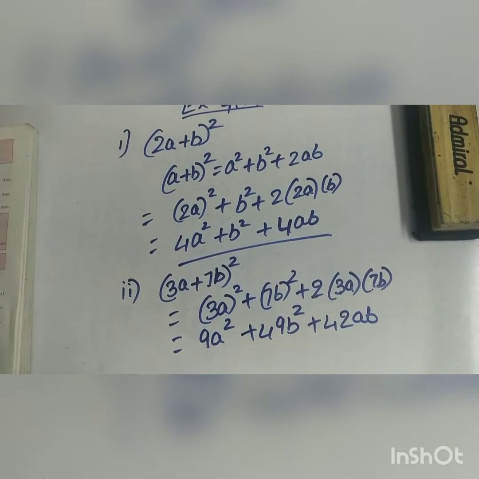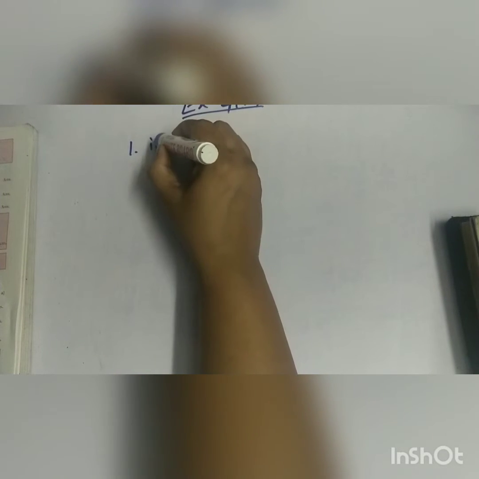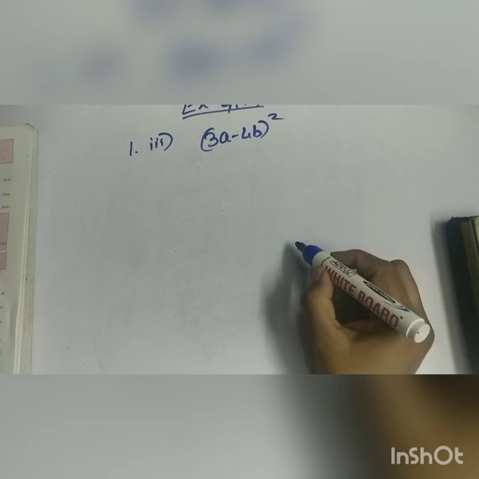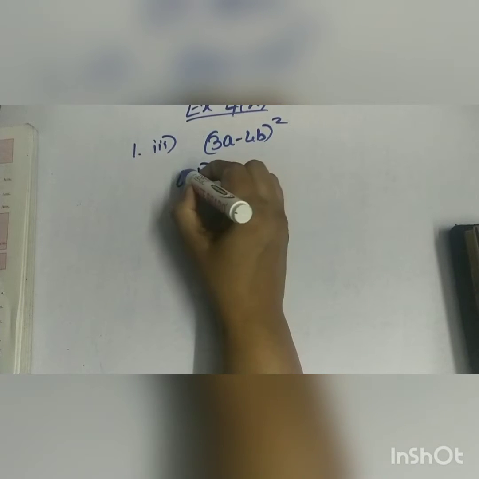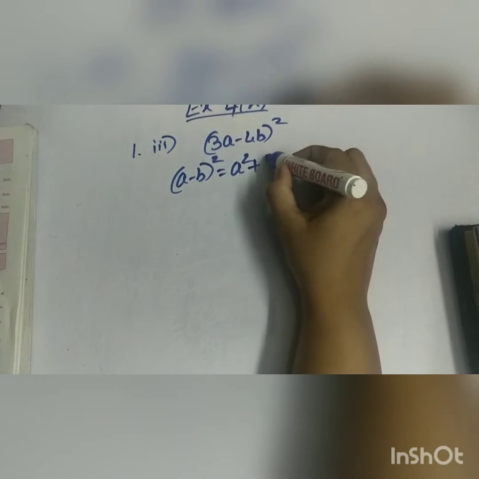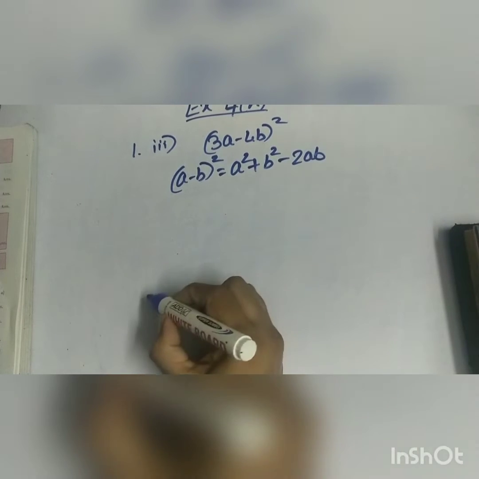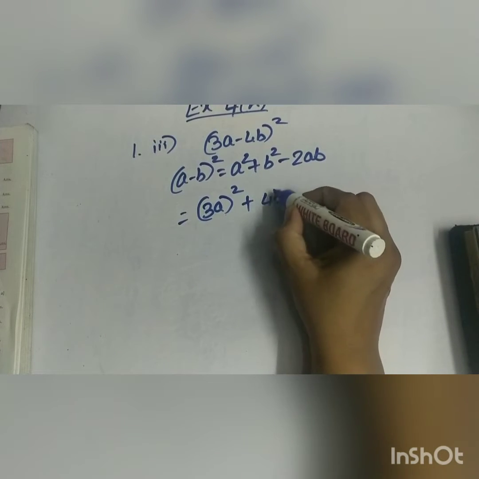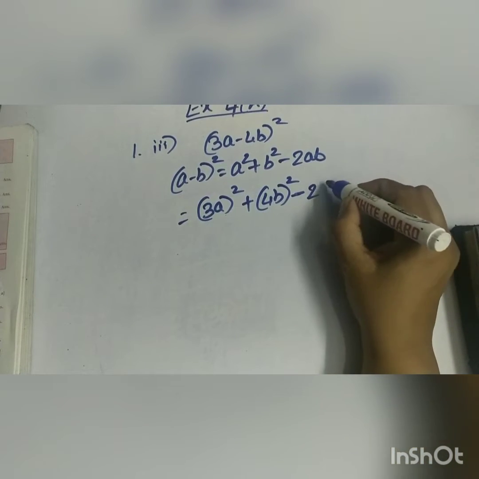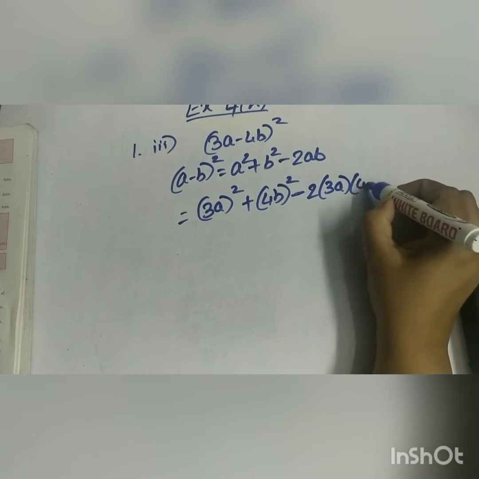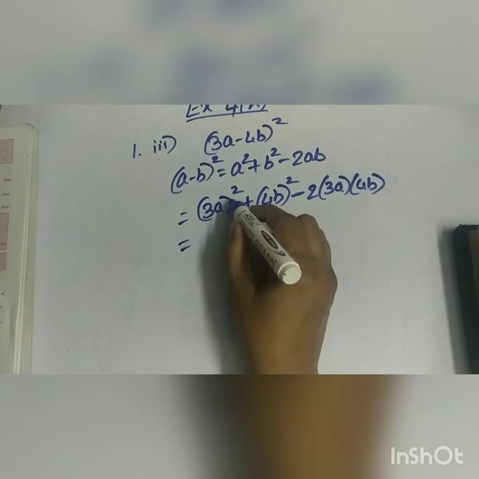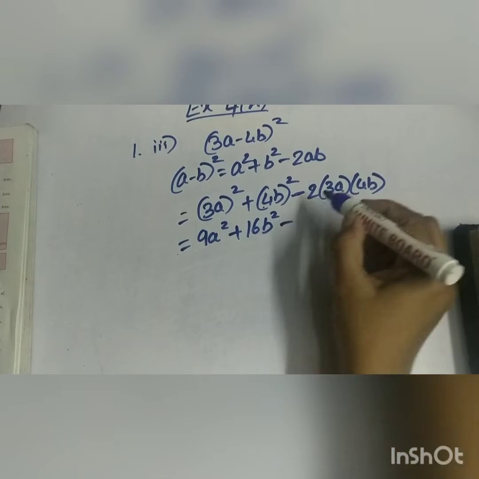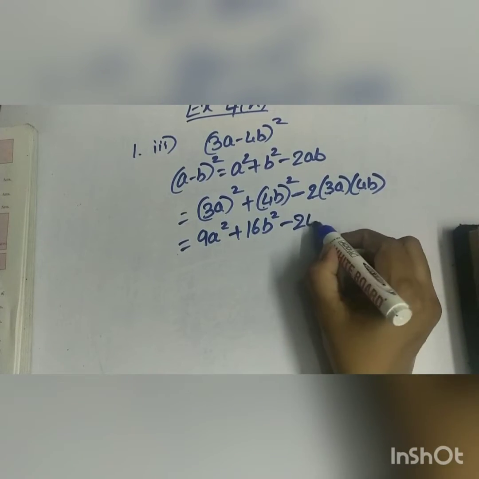Alright. Let's do the third question. It is (3a minus 4b) whole square. For this, I am going to apply the formula (a minus b) whole square, which is nothing but a square plus b square minus 2ab. So here (3a) square plus (4b) square minus 2 times 3a into 4b. The answer I get is 3 square is 9, 9a square plus 4 square is 16, 16b square minus 2 3s are 6, 6 4s are 24, 24ab.